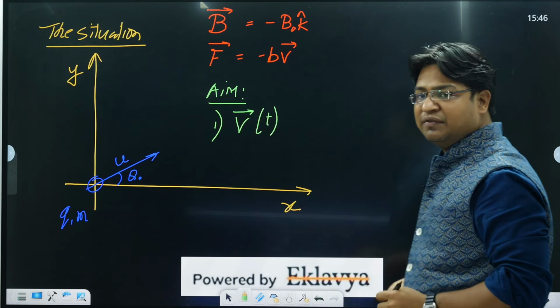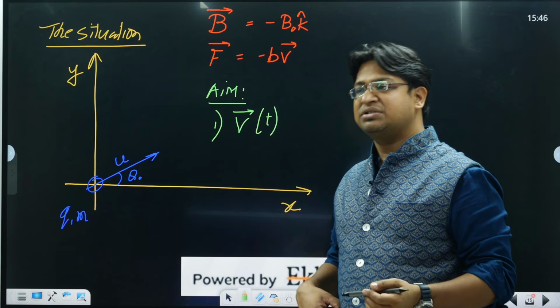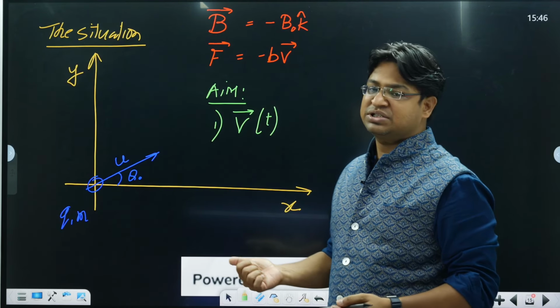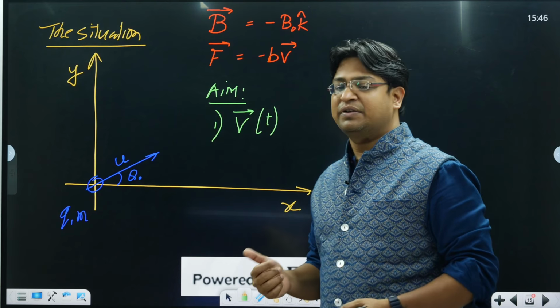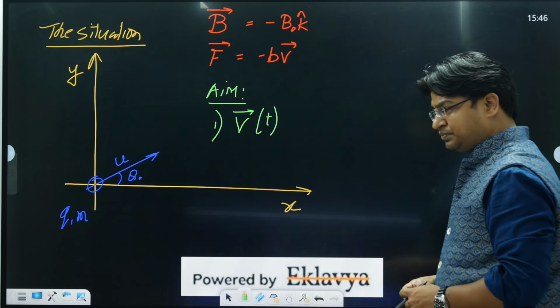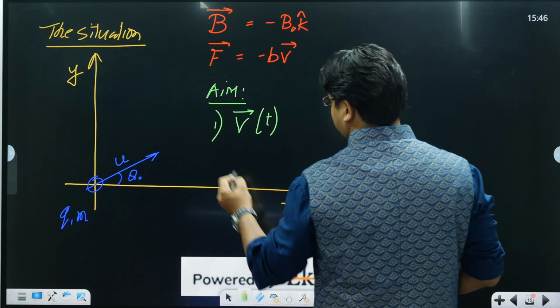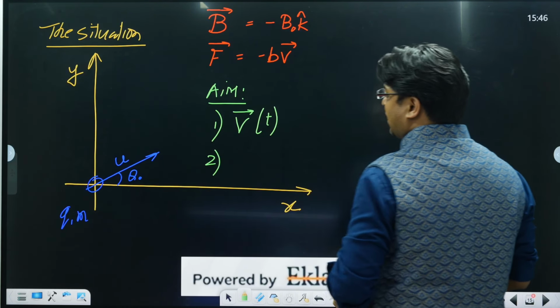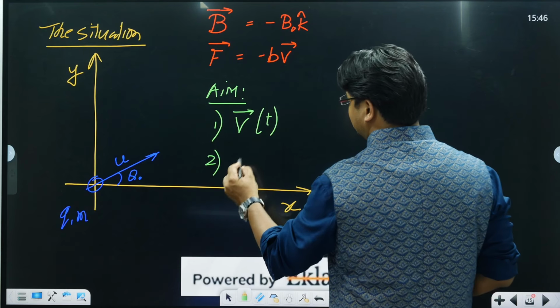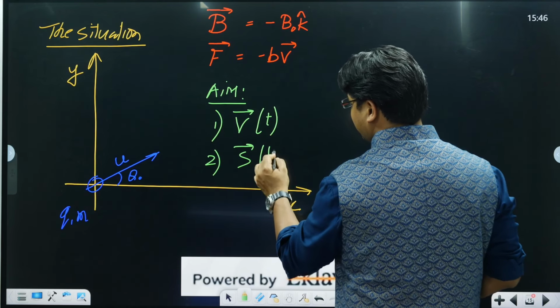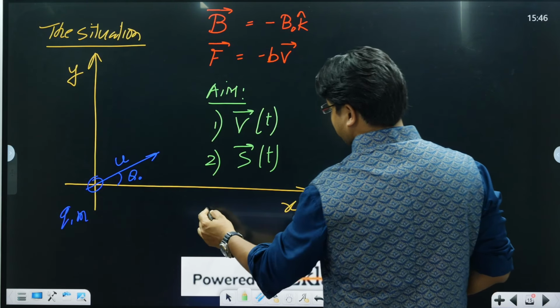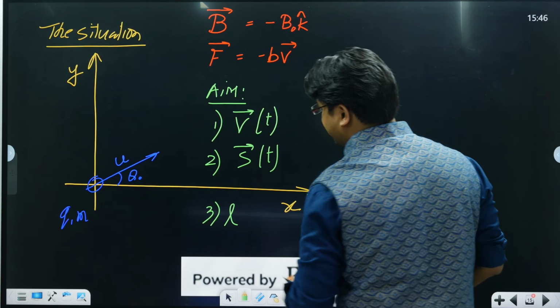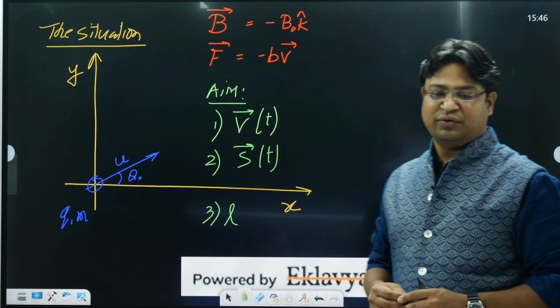If I'm aware of the velocity vector as a function of time, it basically means I'm aware of the x component as well as the y component. I'm also aware of the speed of the particle as a function of time. I would like to know the displacement vector. Again, if I'm aware of the displacement vector, I'm aware of many other things. I would like to know the distance covered by the particle. So these three are our focus areas.